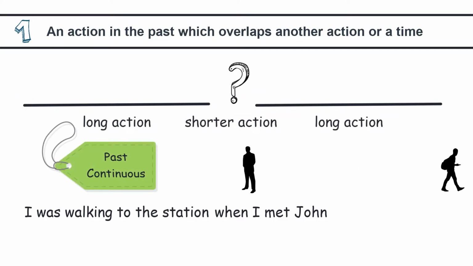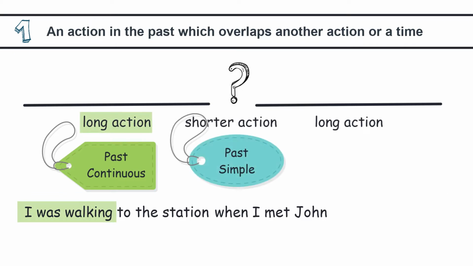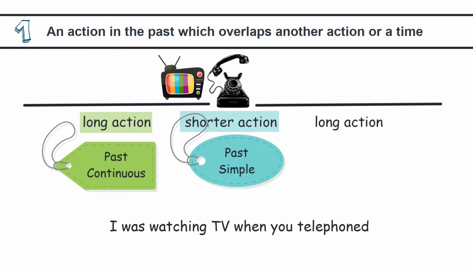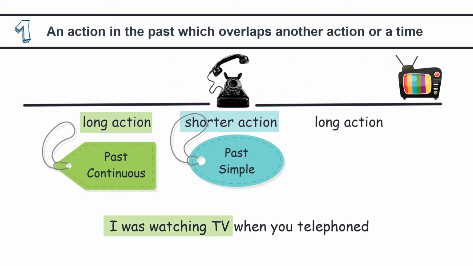We use the past continuous to express a long action, and we use the past simple to express a short action that happens in the middle of the long action. I was watching TV when you telephoned. Long action, watching TV, expressed with past continuous. Short action, telephone, expressed with past simple.